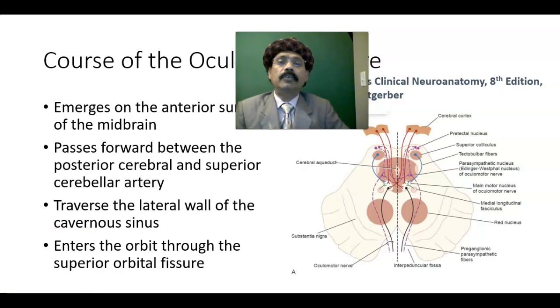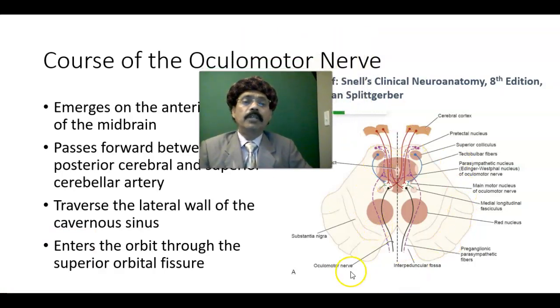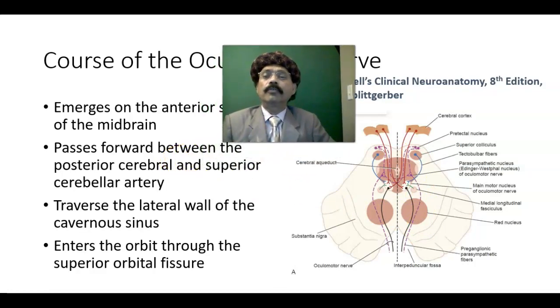We have seen that this is a section of the midbrain at the level of the superior colliculus and the red nucleus. It passes forward between the posterior cerebral and superior cerebellar arteries. The posterior cerebral arteries are branches of the basilar artery. The superior cerebellar artery is also a branch of the basilar artery.